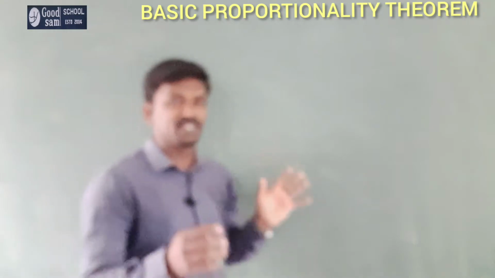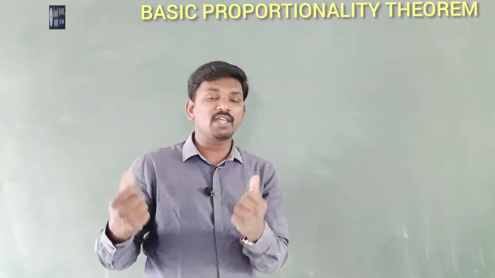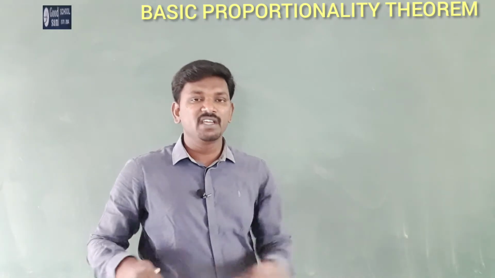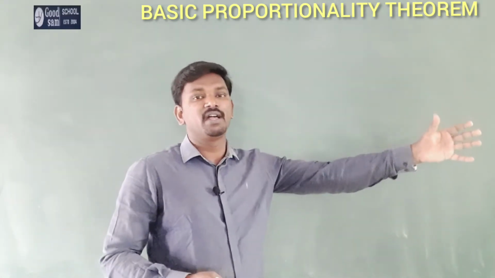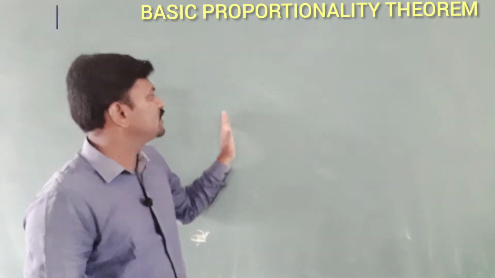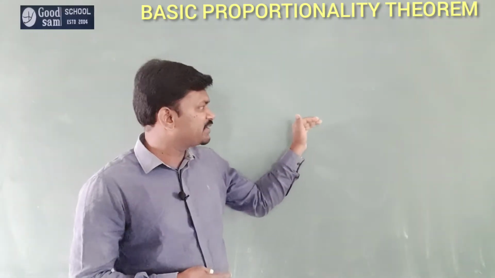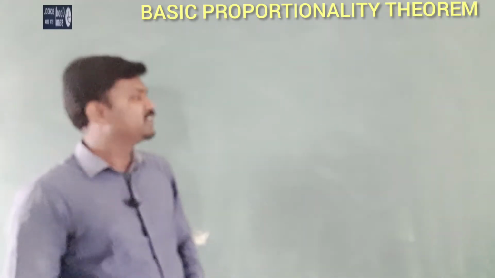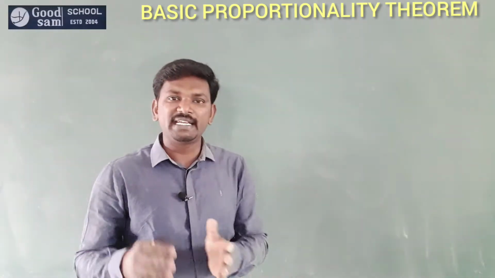If we know the concept of the basic proportionality theorem thoroughly, we can even write the statement on our own. So no problem, we can do it. If a straight line drawn parallel to one side of a triangle will divide the other two sides in the same ratio, that is the statement. Then from that statement we will write the given.